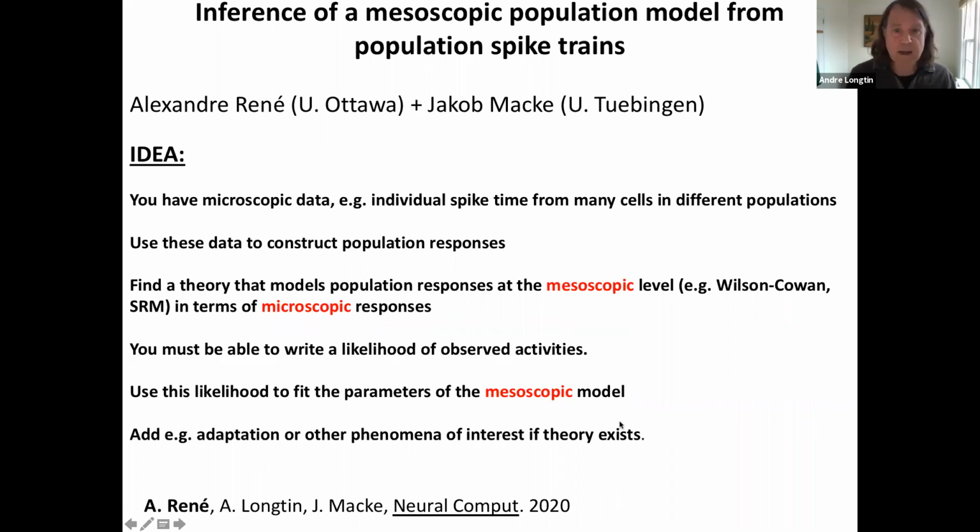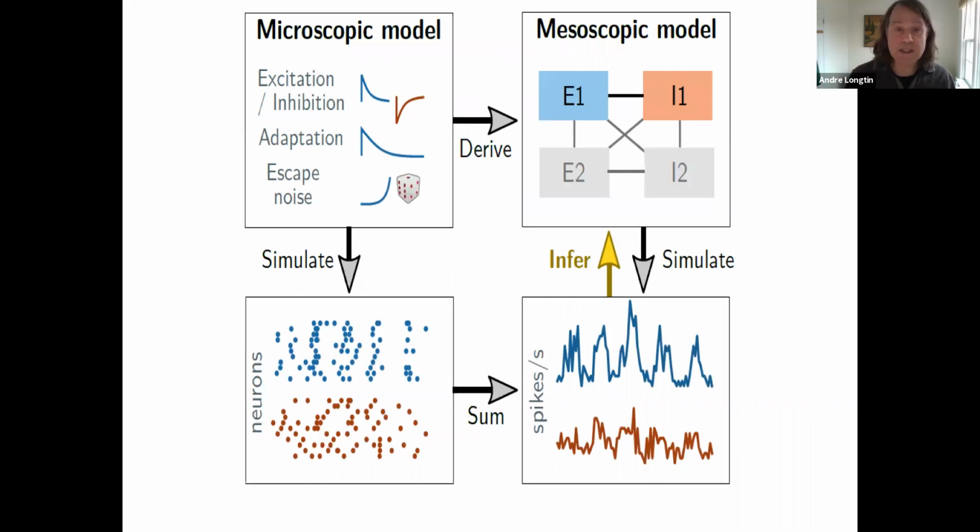Okay, so this is a picture of what I just said. You have a microscopic model with excitation and inhibition, 2 polarities of responses, maybe adaptation. And there's something called escape noise, which is a formalism that says, given the voltage of the cell, what's the probability that I'm going to get a spike at any time? And you just plug in an analytic function of that. That's called the escape noise formalism. It dates back to the 40s and 50s. And now from this, you can have some theoretical work that derives a mesoscopic model.